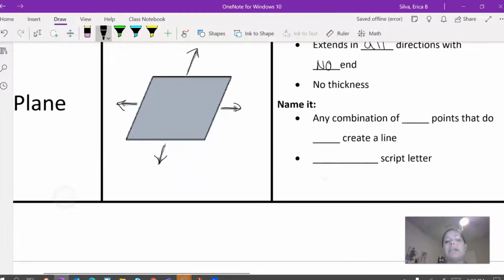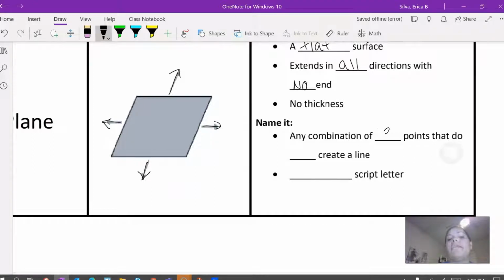In order for us to name it, we can use any combination of 3 points that do not create a line. For example, if we have A, B, and C, notice how those 3 points cannot create a line, then we can call this plane ABC. Remember, it could be in any combination of those 3, so we can also call it plane BCA, BAC. It doesn't matter as long as it's 3 letters or 3 points that do not create a line.